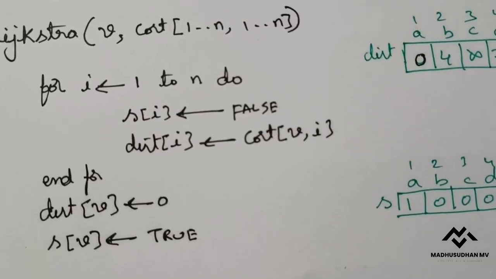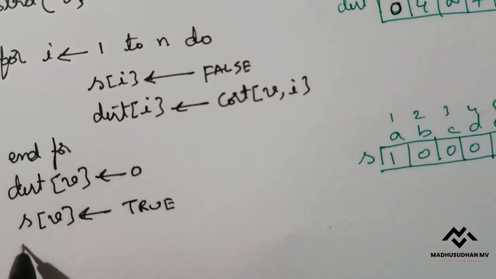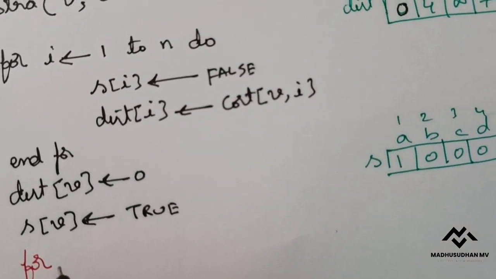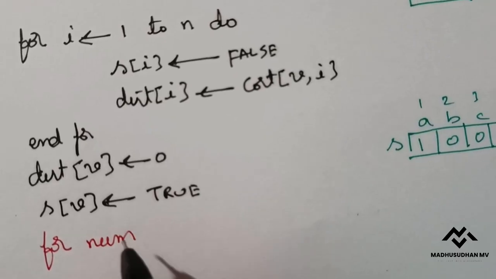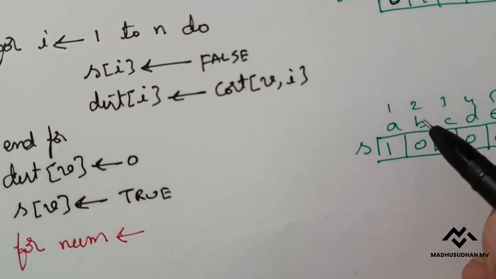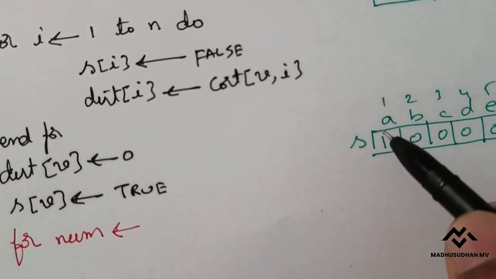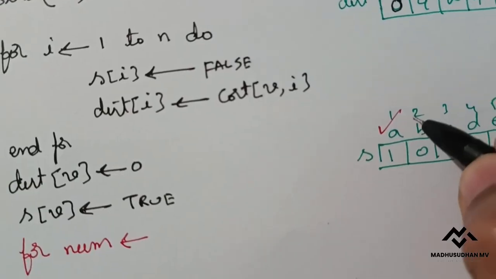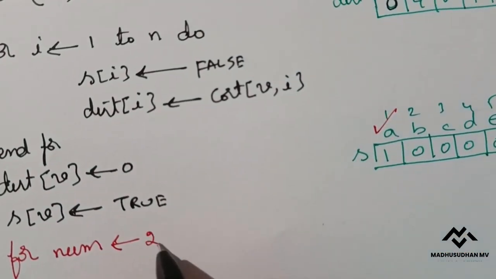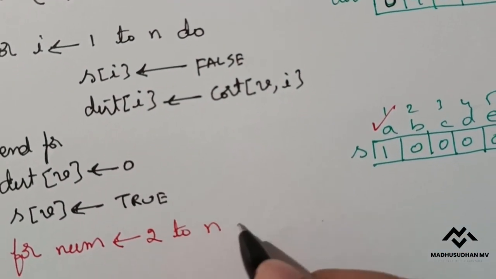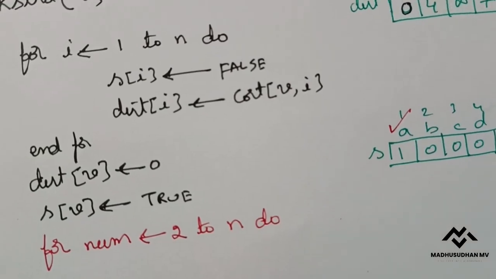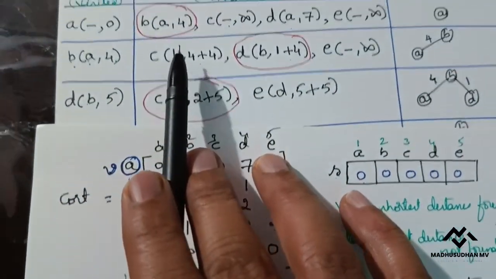So what can I write? I will take one more variable called num. For num, from where do we find out? From 2 vertices to find out. Because for this one I have to find out, from 2 I have to find. From num to what? And up to the last vertex. So now what do I need to select?